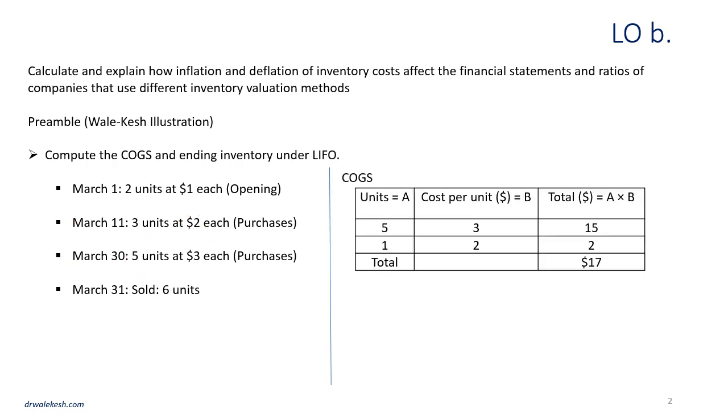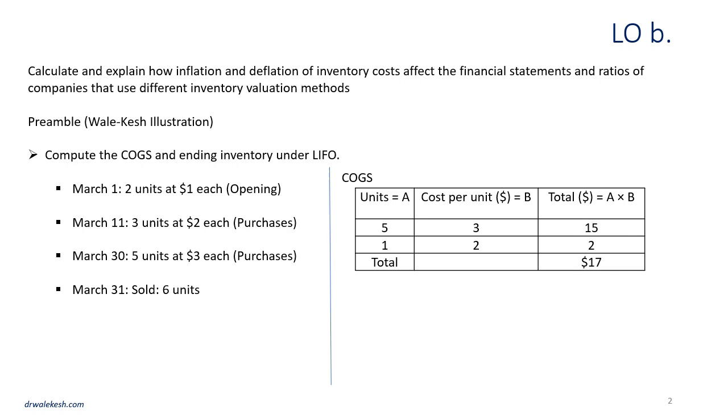So for cost of goods sold, 5 units at $3. That's 5 times 3, which is $15. Then the remaining 1 unit at $2. That will be 1 times 2, which is $2. If you add these two together, that is $17.